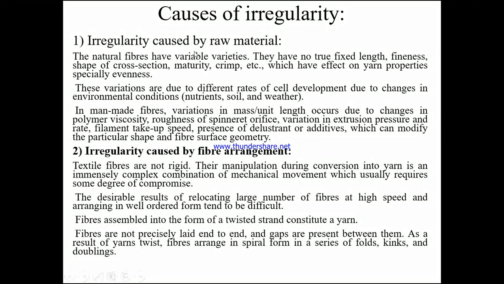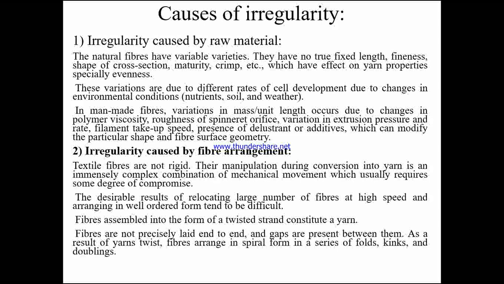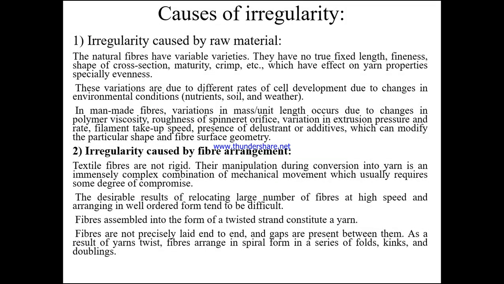Fibers assembled into the form of a twisted strand constitute a yarn. So if the twisting is not uniform, and fibers are not responding well during the twisting operation, then a non-uniform strand will be produced during the spinning operation, and that will cause variation.